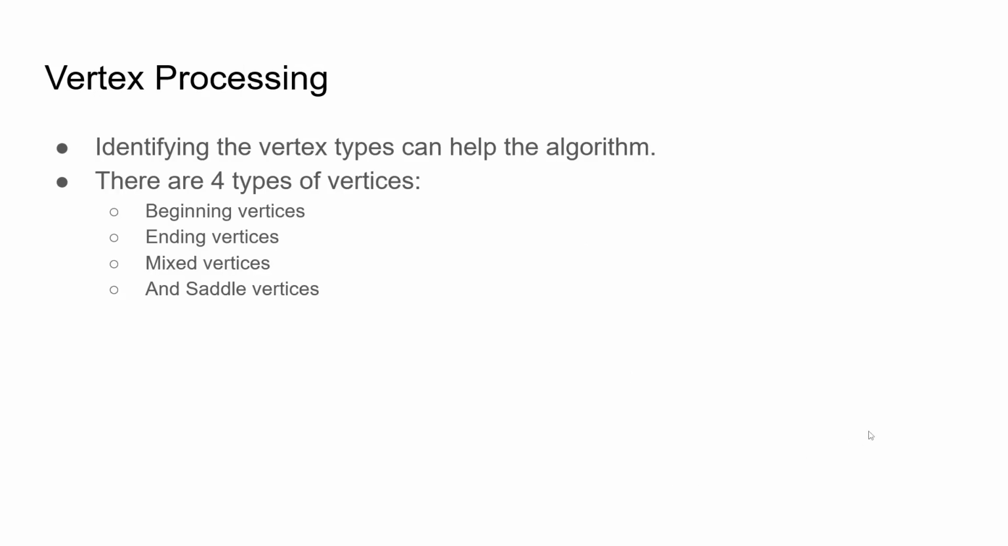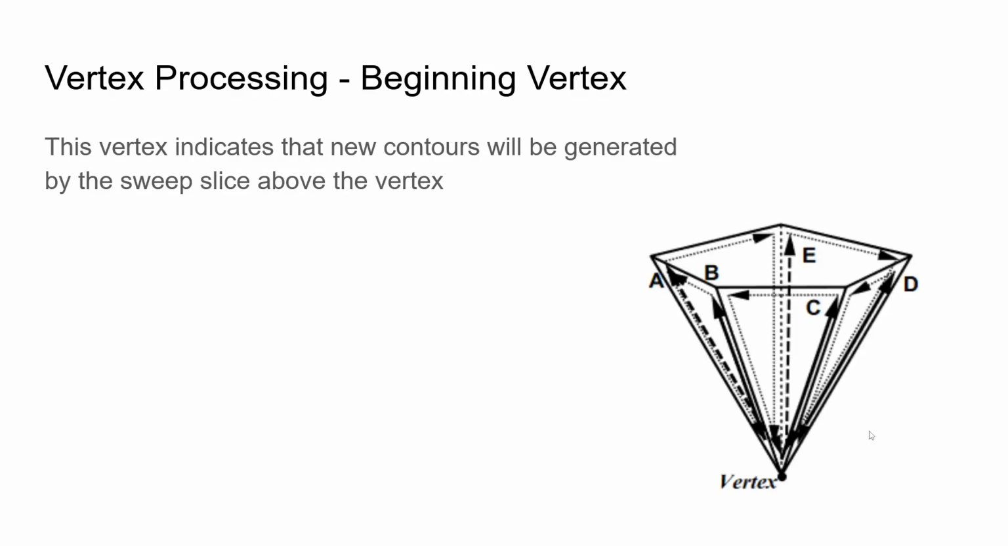One of the biggest things that they needed to do in order for their ideas to work out properly was identify what type each vertex was. And so the types that it could be: it could be a beginning, ending, mixed, or saddle vertex. So let's look at what each one of those looks like.